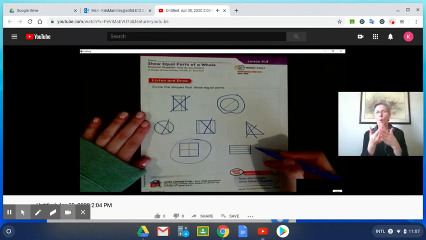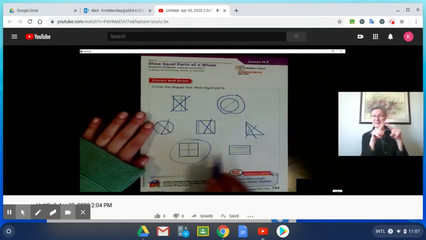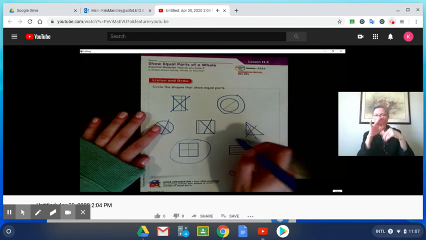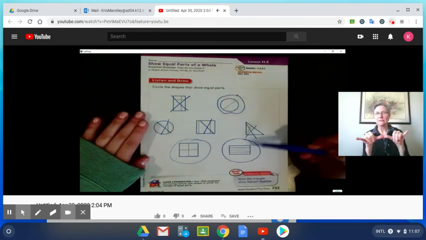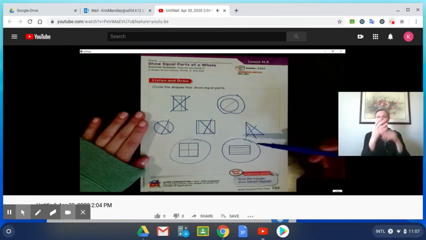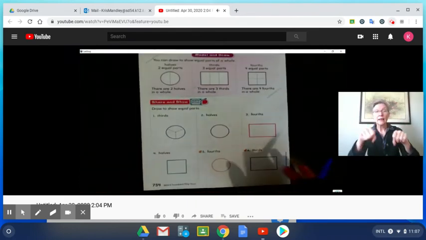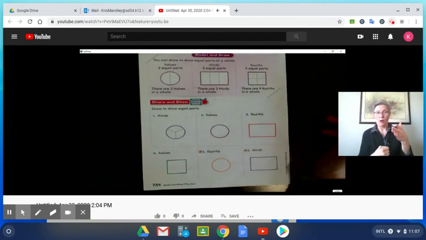Same thing with this one. There's also 4 equal parts. Even though it looks different from this one, they are all the same. So you should have thought there are 3 pictures that show equal parts and 4 shapes and pictures that do not show equal parts. So today is going to be a little bit tricky. Today we're going to focus on being able to draw in equal parts, okay?